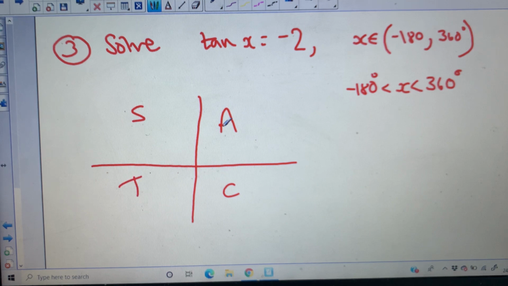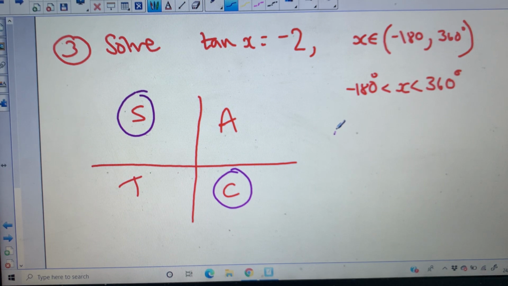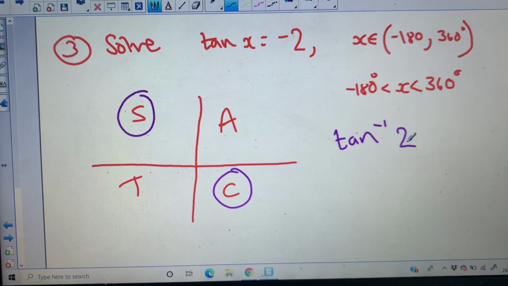CAST diagram. Tan, negative. Where is tan negative? It's positive here and here, so it's negative in S and C. Get your acute solution. You ignore that negative, you ignore the sign, so you shift tan to, and it's 63.4.